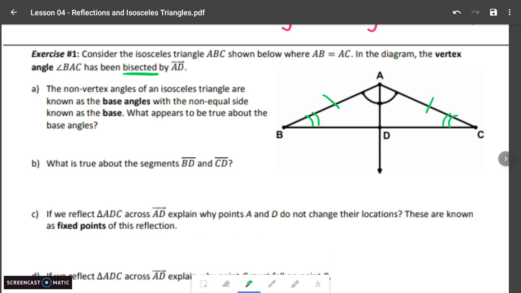And what appears to be true is that these two angles are congruent. If a triangle has two congruent sides, it also has to have two congruent angles. So in an isosceles triangle, the base angles are always congruent. What's true about the line segments BD and CD? Well, think about this. If this angle BAC is being cut in half, bisected, these two sides are also going to be split so that BD is congruent to CD.